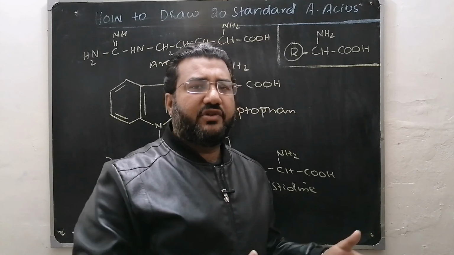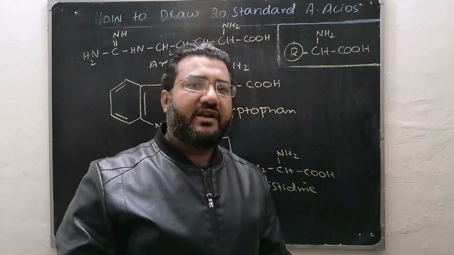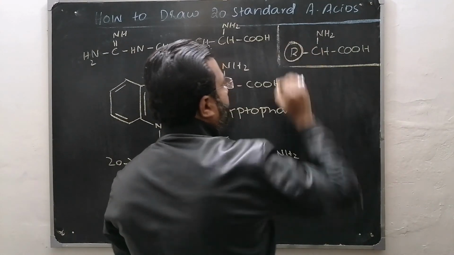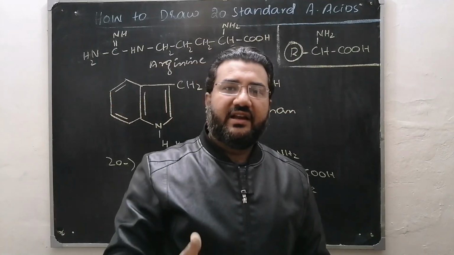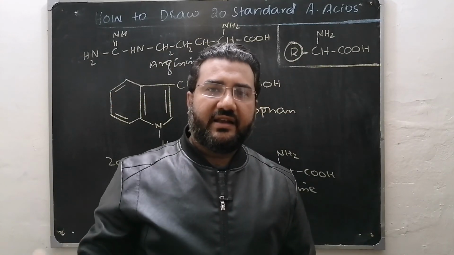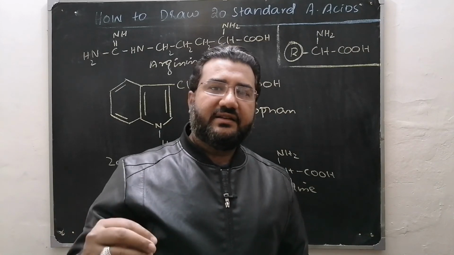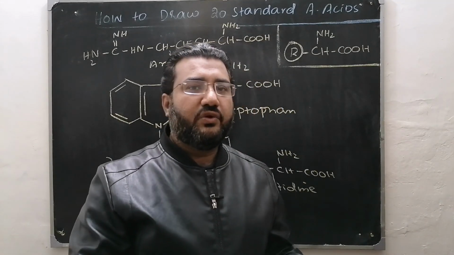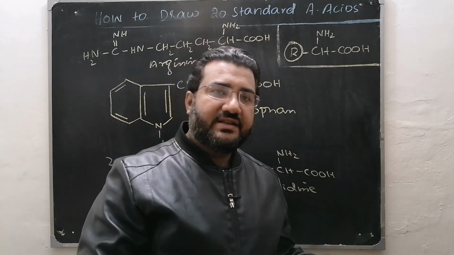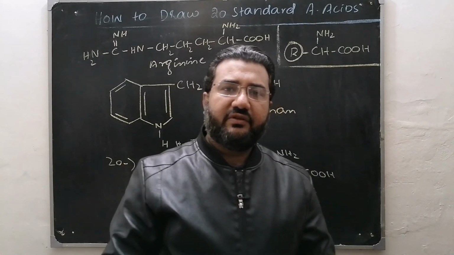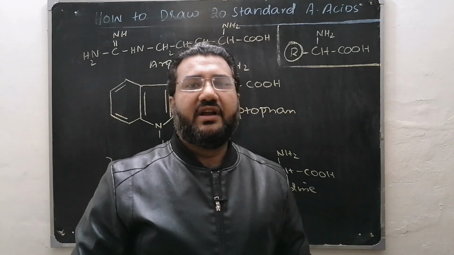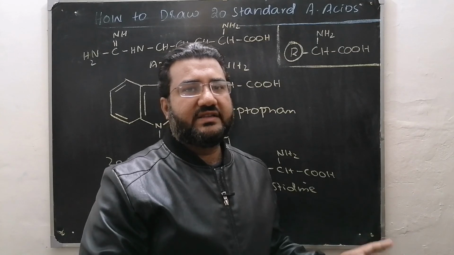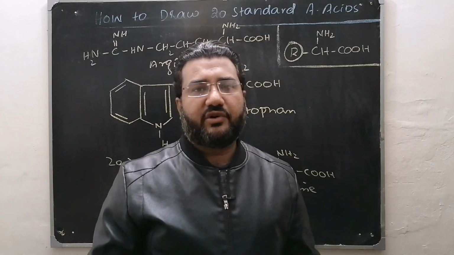It is very easy to memorize these structures if you try to memorize them systematically, and if you try to memorize the R group which is present in the different amino acids, like hydrogen in glycine, methyl in alanine, isopropyl in valine, then isobutyl in leucine, secondary butyl in isoleucine, then CH2OH group in serine, then CH2SH group in cysteine. So if you try to memorize the R groups of the different 20 amino acids, then it will be very easy for you to memorize the structure of all these 20 standard amino acids. It was all about the structure of amino acids.